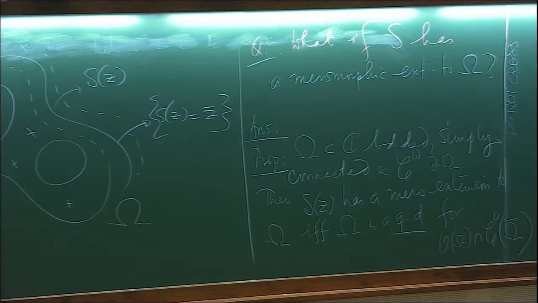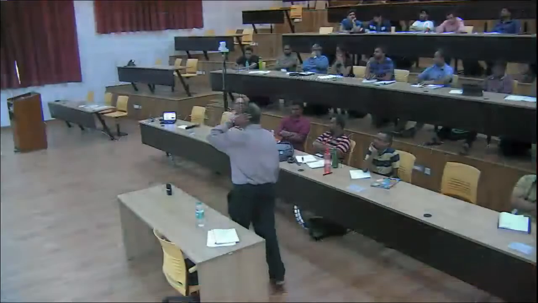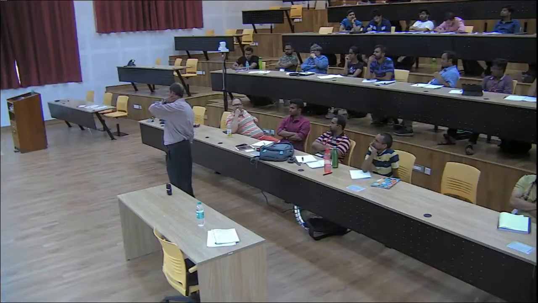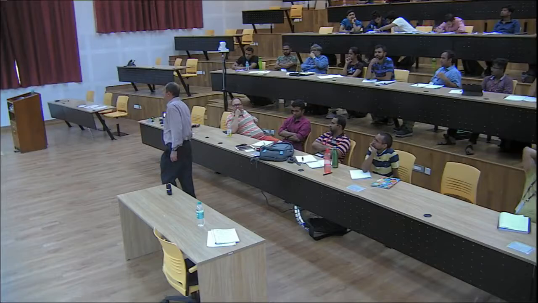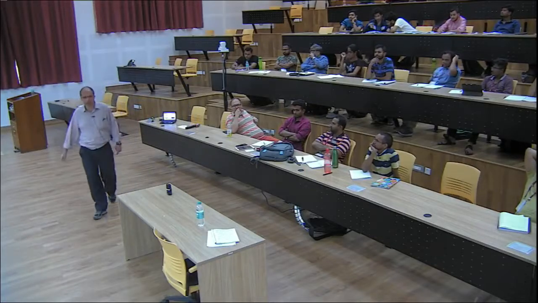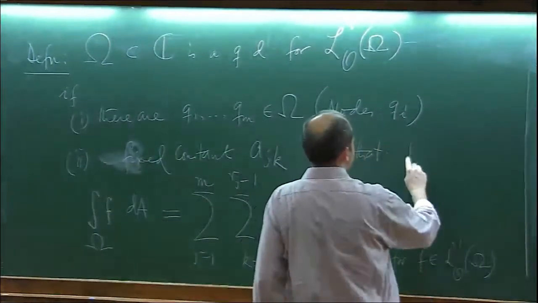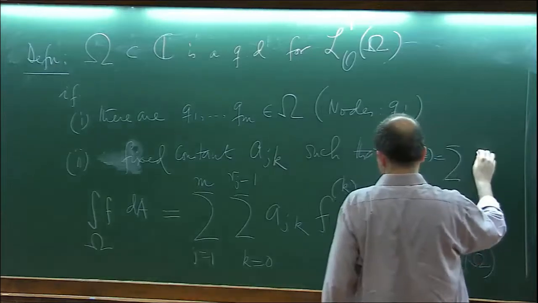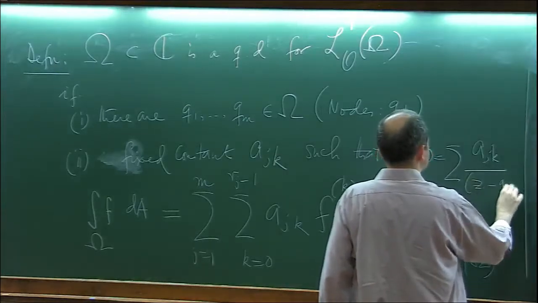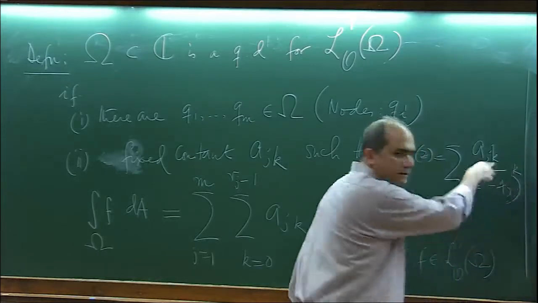How do you prove the converse? Let's think about this. What you do is you start out by assuming this quadrature identity, which means you have this data, the nodes. You create a rational function in the following way. You look at terms like this, a_jk over (z minus q_j) to the power of k, something like this.